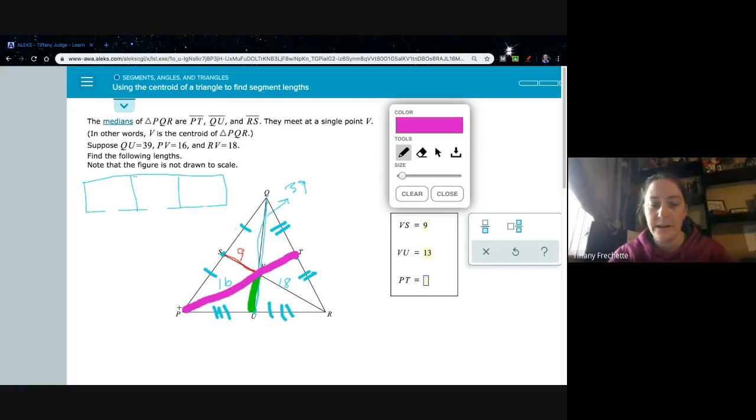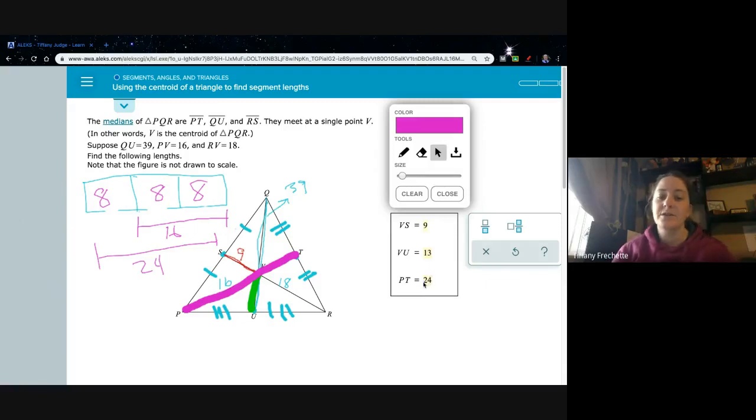So the whole length here, we were given this piece here, which is 16. This is going from a vertex to the centroid, which means that it's 2 pieces. It's 2/3. So 2/3 is 16. I want to divide by 2. And then that tells me what the other third has to be. So if I want the whole thing all together, I just have to add them all together. So I get 24.